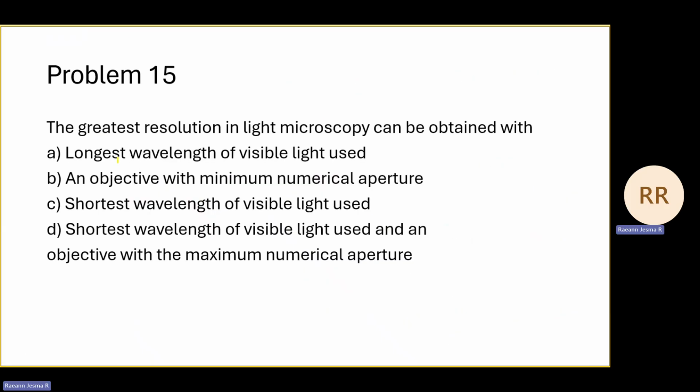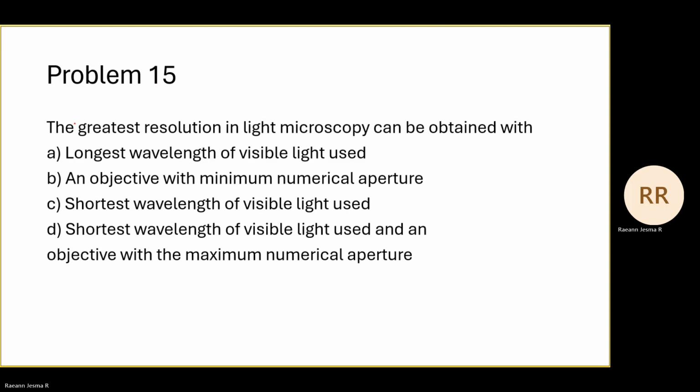Problem 15. The greatest resolution in light microscopy can be obtained with option A, longest wavelength of visible light used. Option B, an objective with minimum numerical aperture. Option C, shortest wavelength of visible light used. Option D, shortest wavelength of visible light used and objective with maximum numerical aperture. So which is the correct answer for this one?